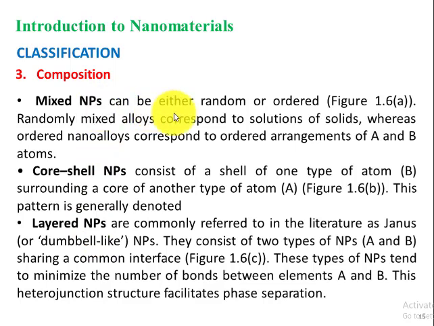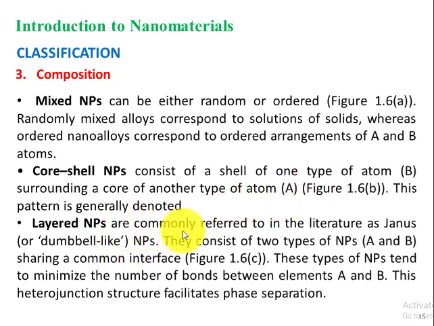Mixed nanoparticles can be either random or ordered. Figure 1.6, which is on the next page, is showing mixed nanoparticles. Randomly mixed alloys correspond to solutions of solids, whereas ordered nanoparticles correspond to ordered arrangement of A and B atoms. The A and B atoms are shown in figure 1.6. Core shell nanoparticles consist of a shell of one type of atom, B, surrounding a core of another type of atoms, A. It is also represented on the next page.